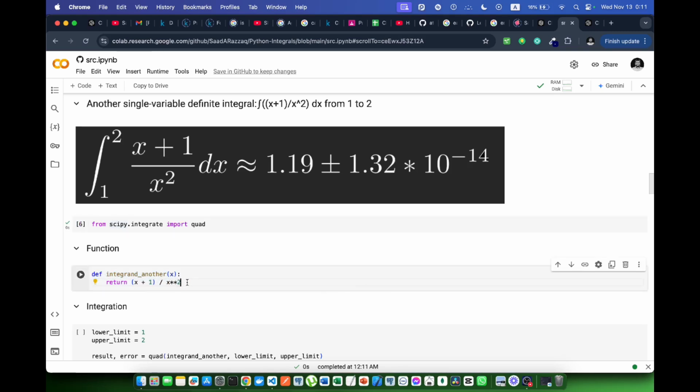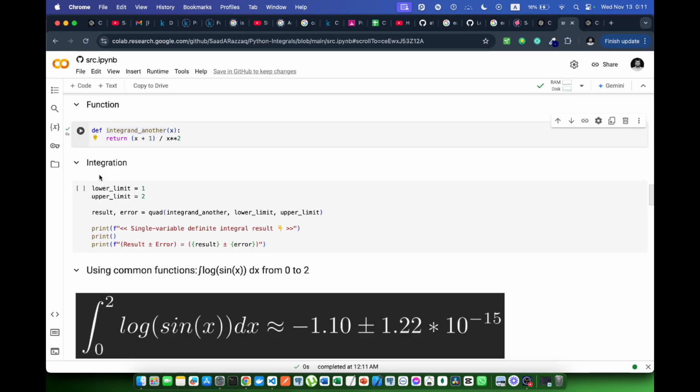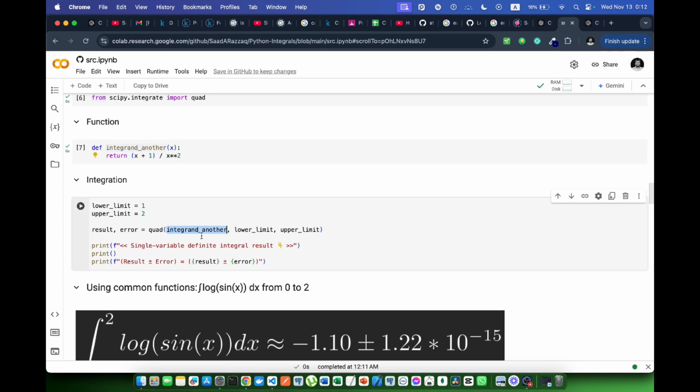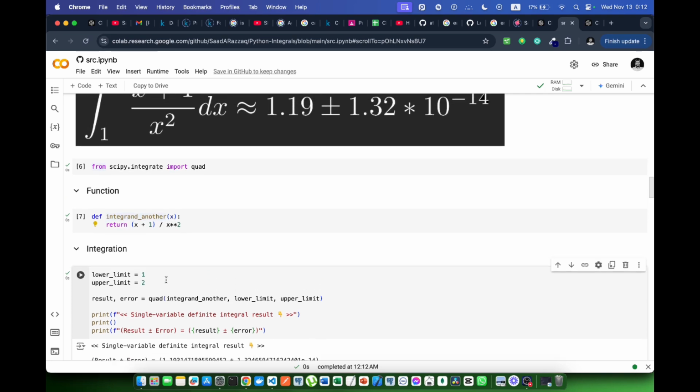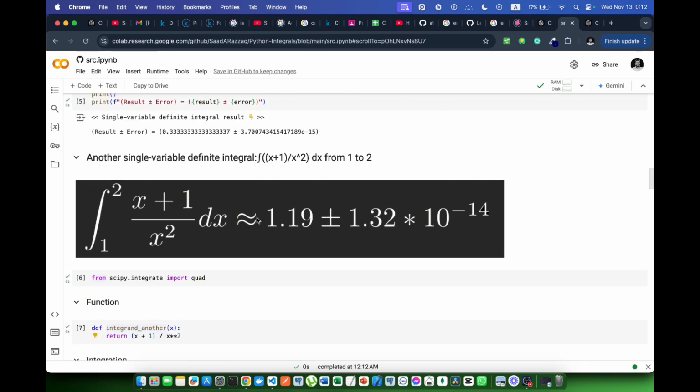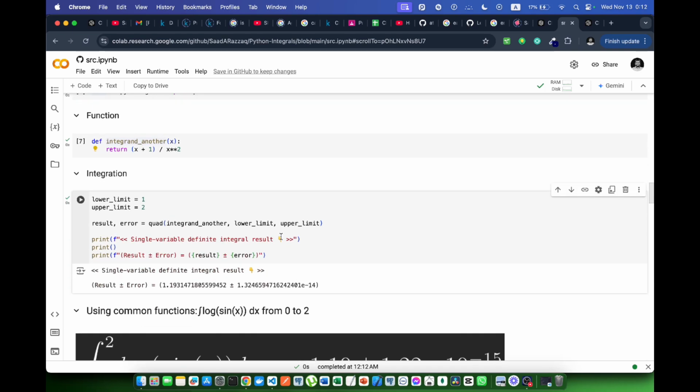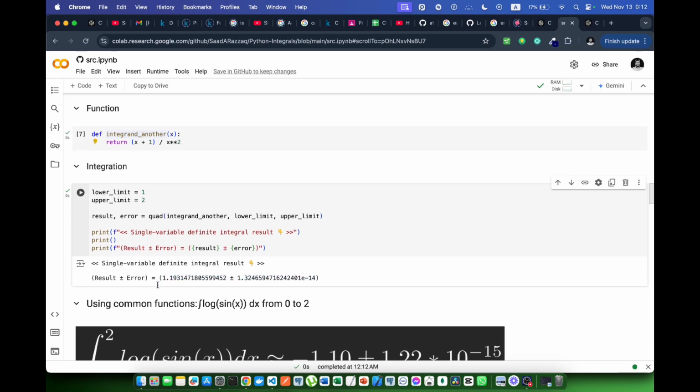We are going to return the function over here. So this function, we are going to store its value inside integrand another. For integration, here we pass the function, here we pass the lower limit and then the upper limit. Lower limit is 1, upper limit is 2. Running the results, we are going to get the correct answer, as you can see here, 1.19 plus minus 1.32 into 10 raised to the power minus 14. So here you can see the answer is correct.